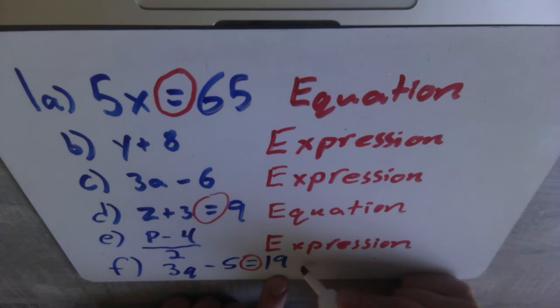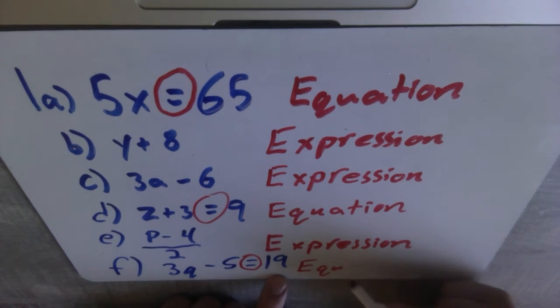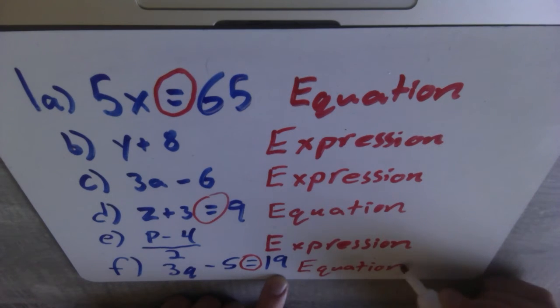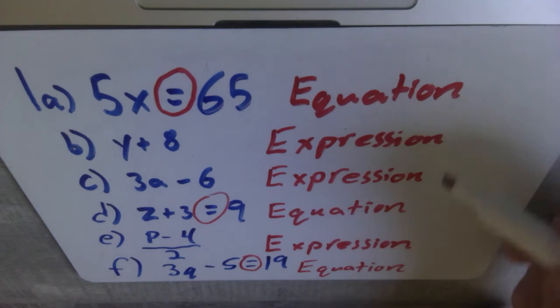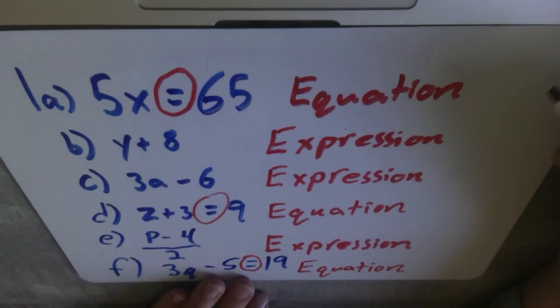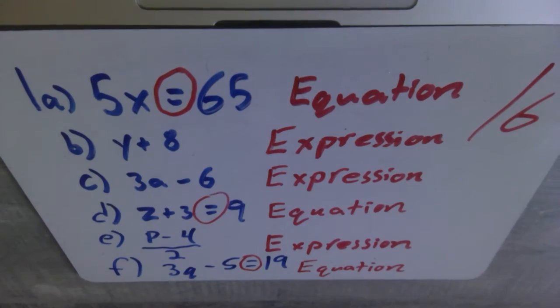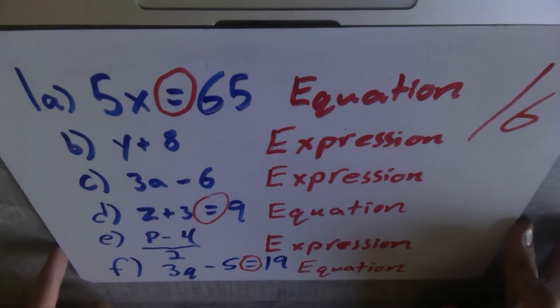So for F, it was an equation because it had that equal sign. So it is out of 1, 2, 3, 4, 5, 6. Question 1 is out of 6 marks. Okay, once that's totaled up, let's move to number 2.